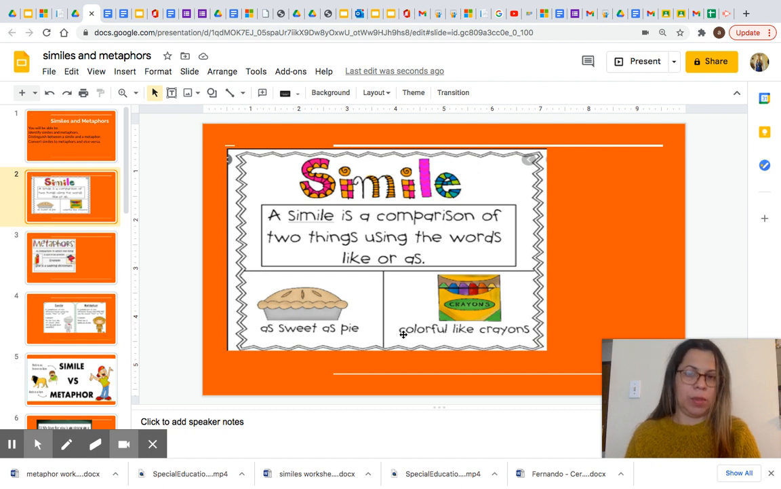In this example, colorful like crayons. This is a simile because we are using the word like to compare something to crayons.